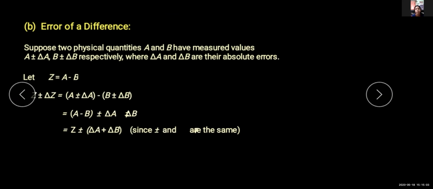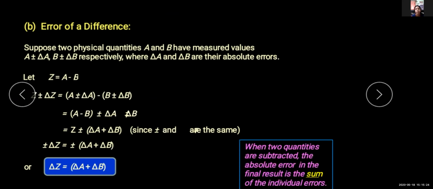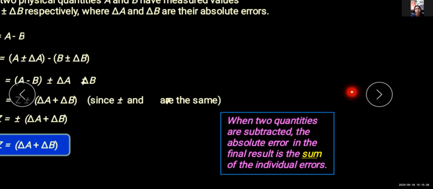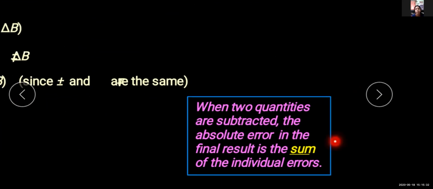We know that A minus B equal to Z. So Z and Z cancel. This equation can be written as delta Z equal to plus minus delta A plus delta B, since plus minus and minus plus sign are the same. Or we can write this equation delta Z equal to delta A plus delta B. So when two quantities are subtracted, the absolute error in the final result is the sum of the individual errors. Okay.